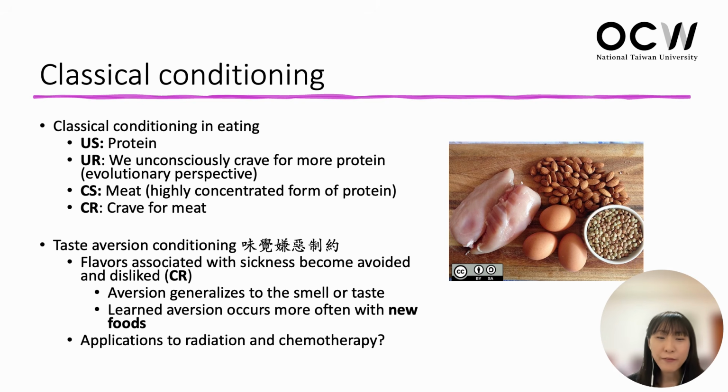And based on the fact that learned aversion occurs more often with new foods, it is recommended that patients eat a weird or novel flavored candy before the therapy, so it can prevent the formation of learned aversion to familiar and maybe more nutritious foods that they should take.